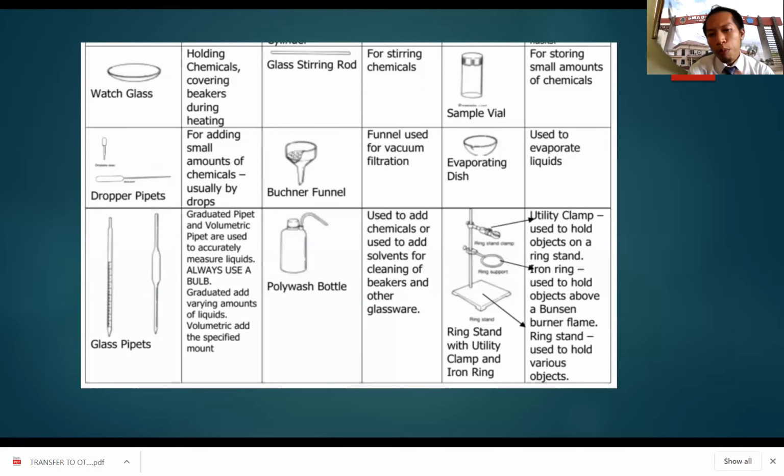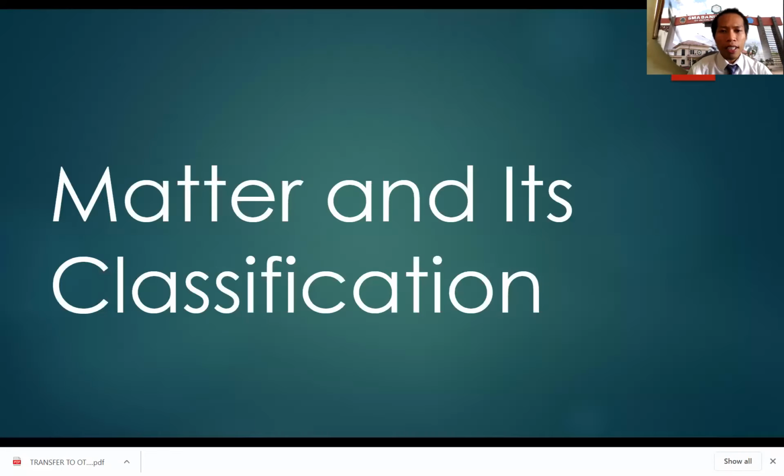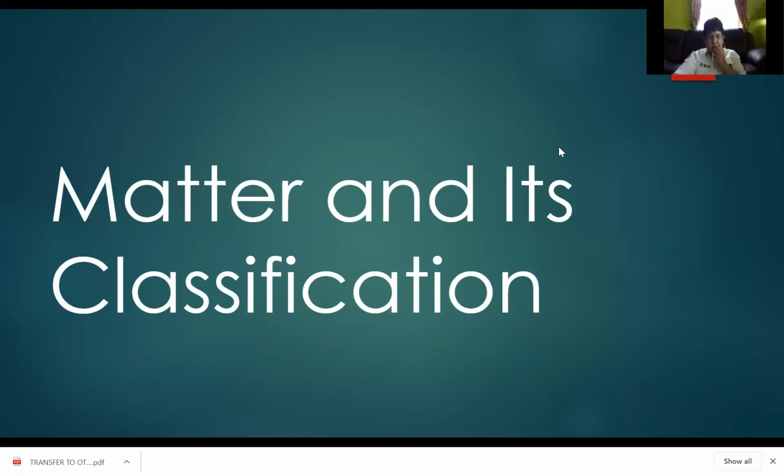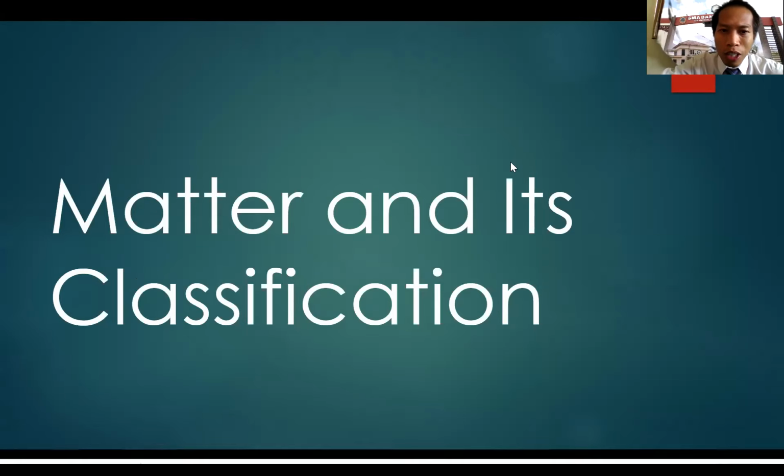So after that, we have to move on to other things. What are those other things? Another thing we call matter and its classification. Okay, I think you're familiar with this word, matter. We learned matter before. Do you remember the first lesson, lesson number 1, we talked about this? What is matter? Do you remember? Anything that occupies space and has mass. Yes, anything that has mass and volume or occupies space is matter.